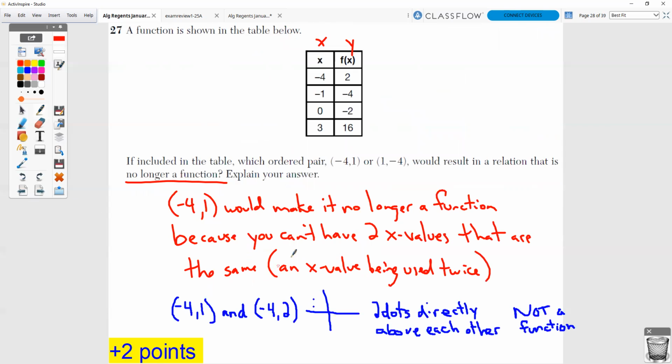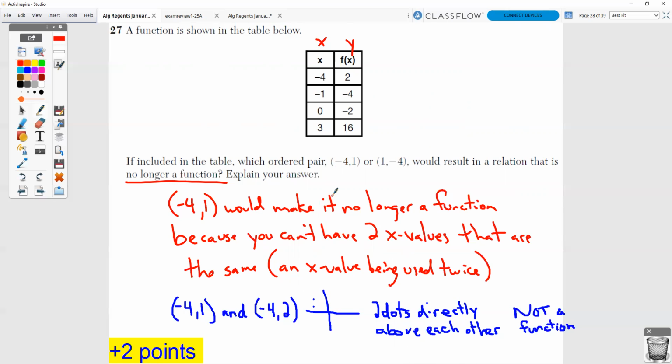In question number 27, if included in the table, which ordered pair, -4, 1 or 1, -4, would result in a relation that is no longer a function? No longer a function means not a function. And explain your answer. Looking at these, I see that I have a -4 already as an x value. By adding another -4 as an x value, that would create this type of graph where you have 2 points directly above each other. When you have 2 points directly above each other, it fails the vertical line test. So that is not a function.